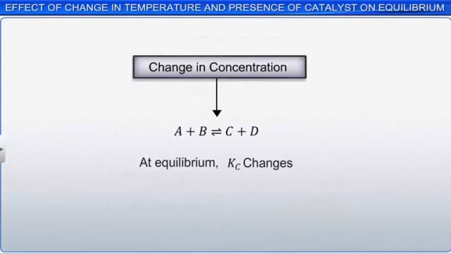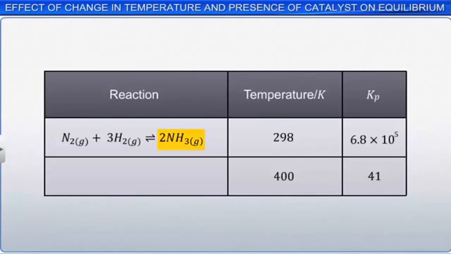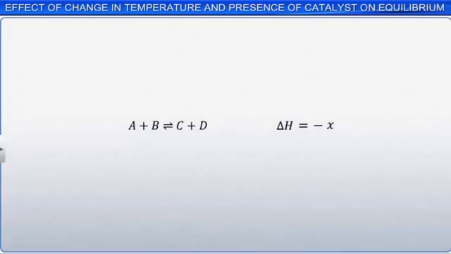However, when a system at equilibrium is subjected to change in temperature, the value of equilibrium constant Kc itself changes. For example, the equilibrium constant for the gas phase reaction of the formation of ammonia from nitrogen and hydrogen at 298 Kelvin is 6.8 multiplied by 10 to the power of 5, while it is 41 at a temperature of 400 Kelvin. The value of the equilibrium constant for a given reaction varies with temperature.